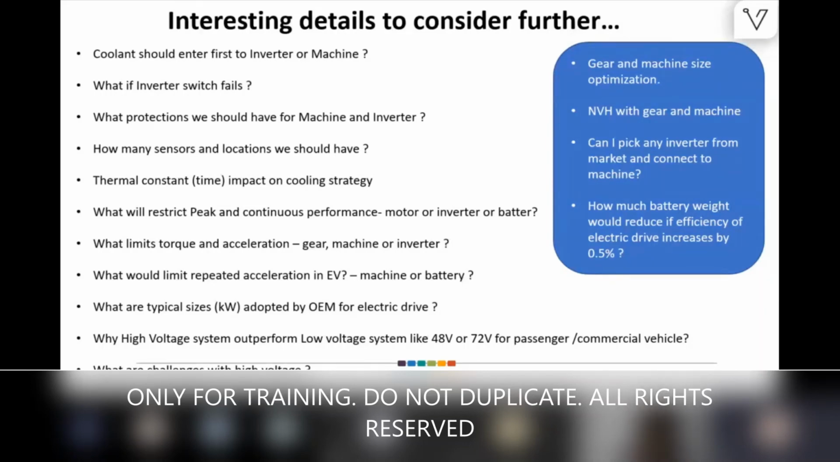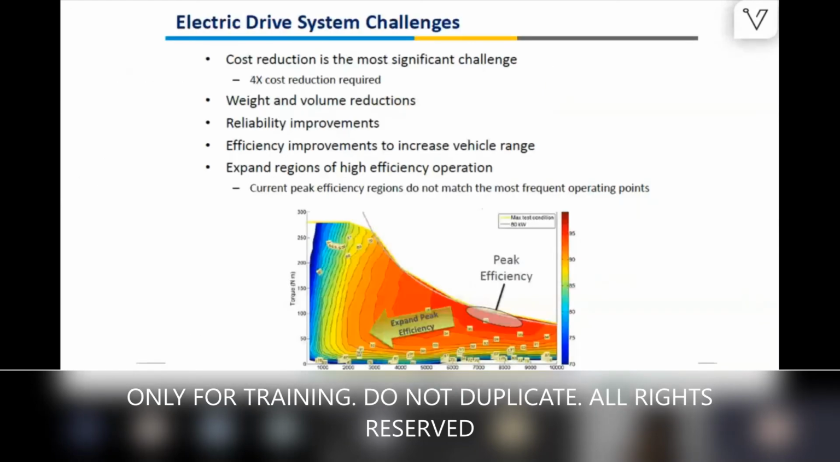So how much battery weight can I reduce if my efficiency increases by a given number? We can do all these very detailed calculations when we deep dive into this in workshops. The DOE has already mentioned these challenges, and they are also thinking to increase this. This is where it is coming into the picture from DOE as a direction. We are all trying to increase the efficiency bands across the speeds.